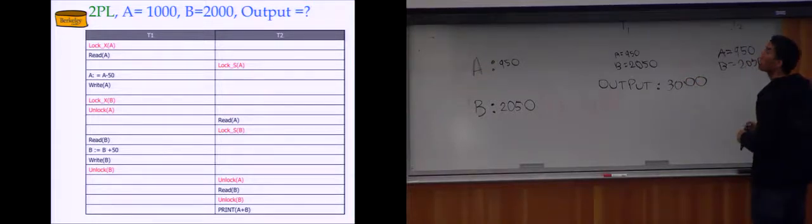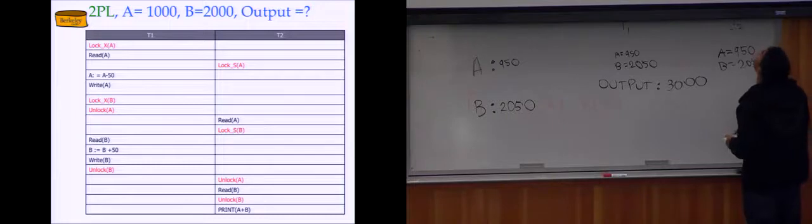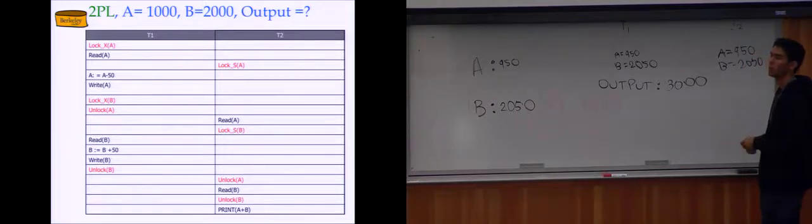T1 was an update transaction. T2 was a reading transaction, and they happened in an order in which T1 went before T2, essentially, even though the reads were somewhat interleaved. Okay, pretty good. Thank you.